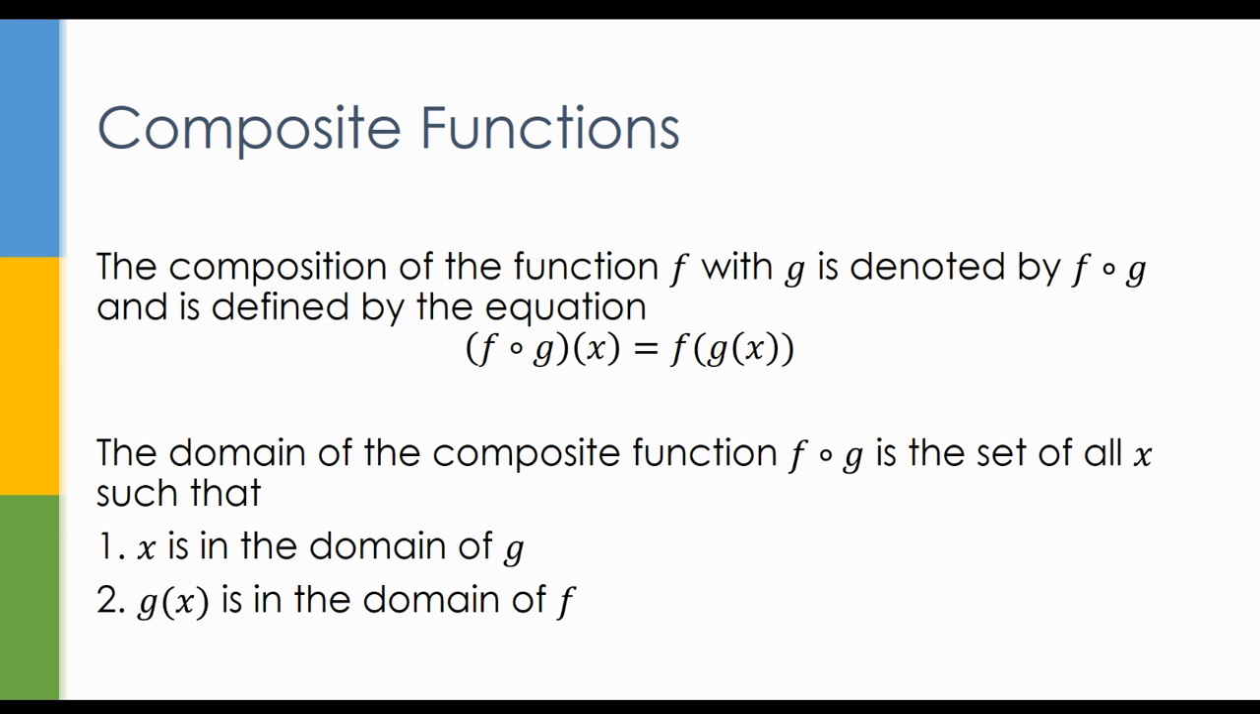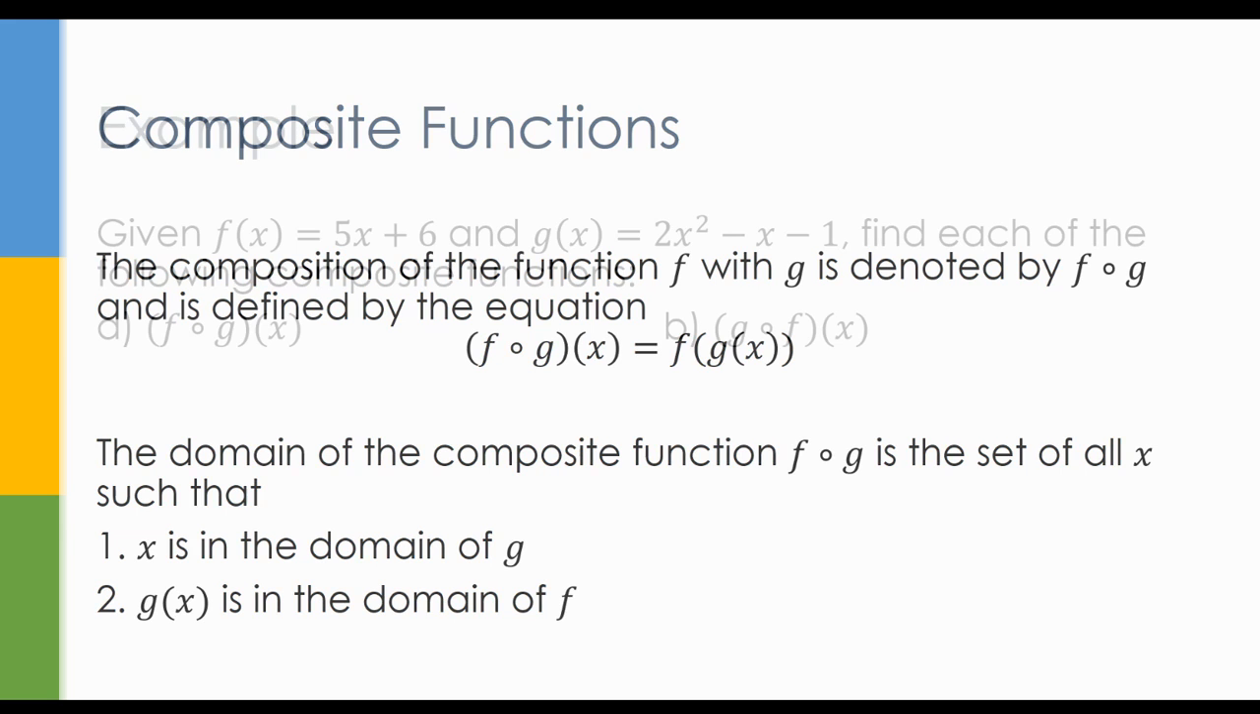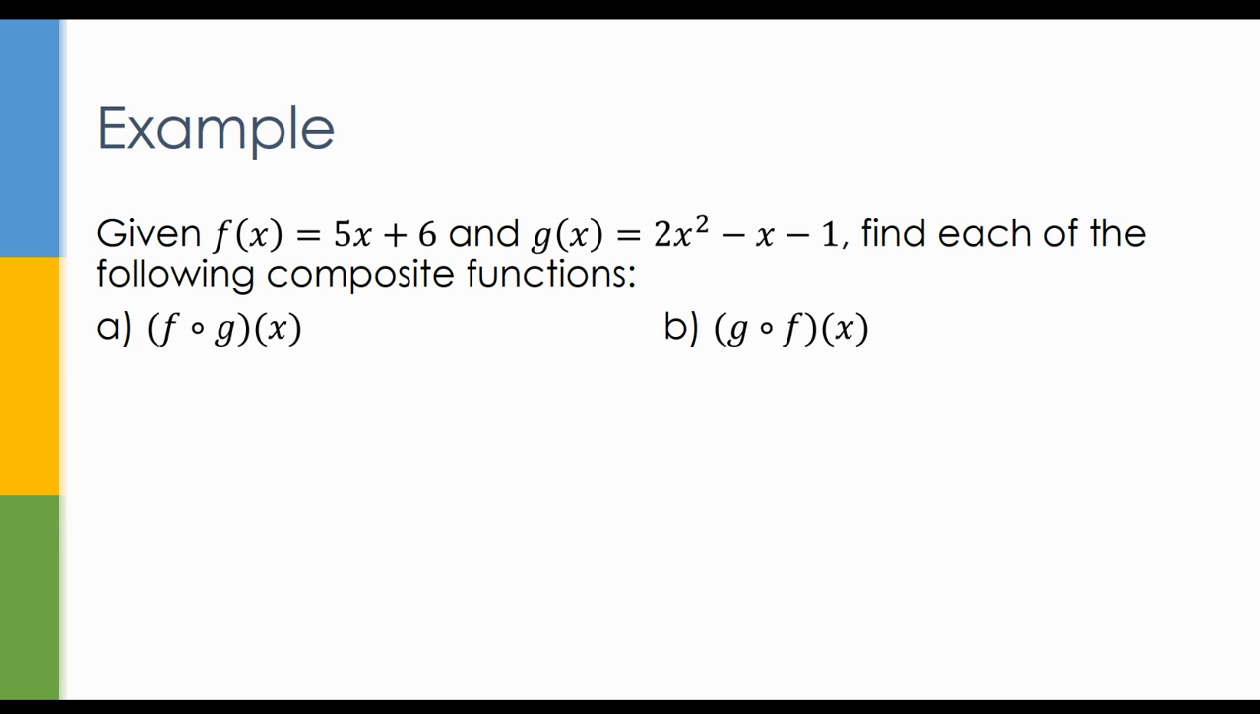The domain for the composite function f of g of x is the set of all x such that x is in the domain of g and g of x is in the domain of f. So with that information, we are given two different functions. F of x equals 5x plus 6. G of x equals 2x squared minus x minus 1. We're going to find each of the following composite functions. We're going to do f of g of x first, and then we'll do g of f of x.